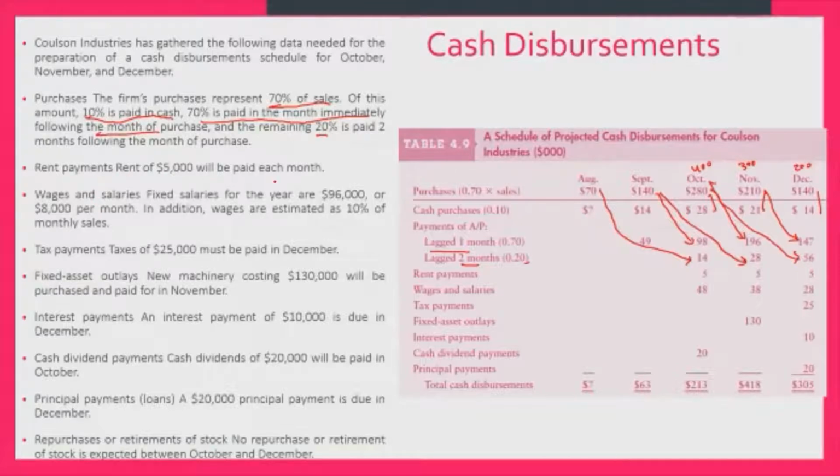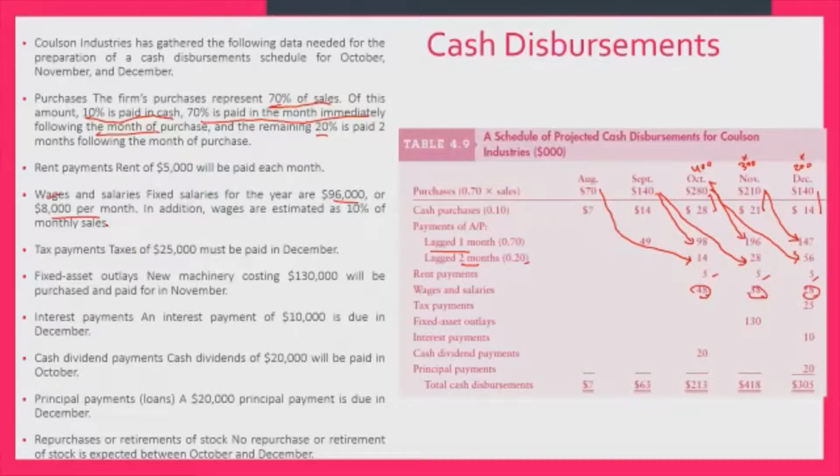Rent payments, 5,000 will be paid each month. 5,000, 5,000, 5,000 rent. Wages and salaries. Fixed salaries for the year is 96 or $8,000 a month. In addition, wages are estimated to be 10% of sales. So we know we have 8,000 every month. All right. Now we need to calculate the wages, which is 10%. 10% of the sales is 400,000. We said is 40. So 40 plus 8, 48. 10% of 300 is 30. So we have 38. 10% of 200 is 20 plus 8. We have 28.